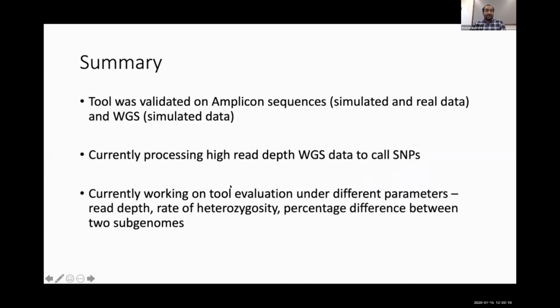So in summary, we have validated this on simulated and real data for amplicon and whole genome. And we are currently processing high depth data for whole genome. And we are working to see the limits of this tool with varying parameters.